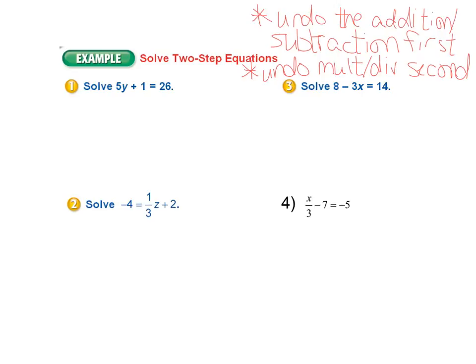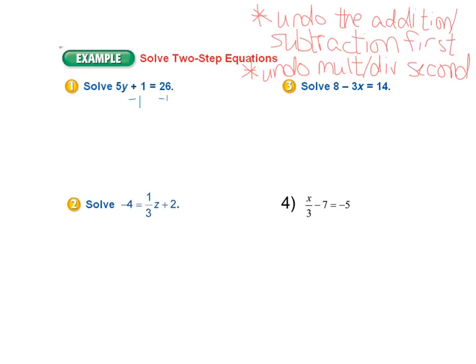All right, so let's look at our first equation. We have 5y plus 1 equals 26. Look at your 5y. Remember, our goal is to isolate y. We're trying to get y all by itself, so we're going to save it to the very end. We're going to undo this plus 1. What's the inverse operation to addition? Subtraction. So we're going to subtract 1.